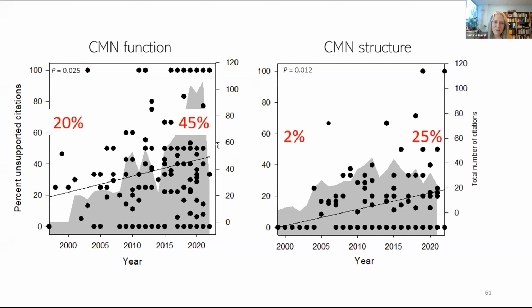It's quite a lot. When we looked at CMN structure, so then these were original papers looking at the mapping, the structure of the common mycorrhizal networks, the first citation came out in 1999. In general, there was a very low rate of unsupported statements made in these citations. Only 2% is probably where we would want to see it, but now it's up to 25%. Not as high as with the CMN function studies, but still quite a bit. And this is interesting because the total number of citations per year has actually gone down for this batch of studies, but the percent of unsupported statements has gone up.